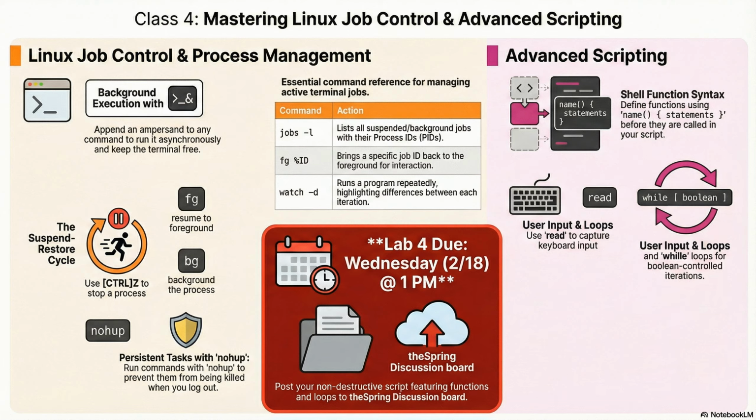Okay, so this is a big one. It's a graded lab. You have to take the script you started in Lab 3 and expand it. And it has to include these new concepts. Absolutely. The requirements are clear. It must use functions that you define. It must use the shift command to process arguments. It must use a while loop. And it must get input from the user with read.